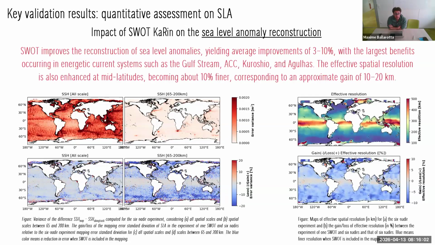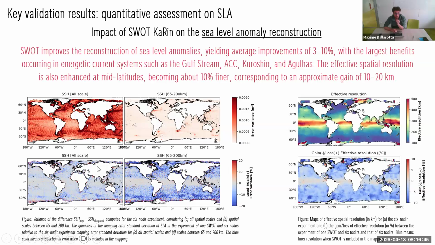So in terms of key validation results, now I move to the quantitative assessment that I illustrated before. Here the validation is done against an independent long track dataset, so SARAL/AltiKa. On the top here, you have the mapping error of the level 4 product for specific wavelengths, considering all spatial scales or scales below 200 kilometers, so short spatial scales. So you have the variance of this error with the Nadir altimeter constellation only.